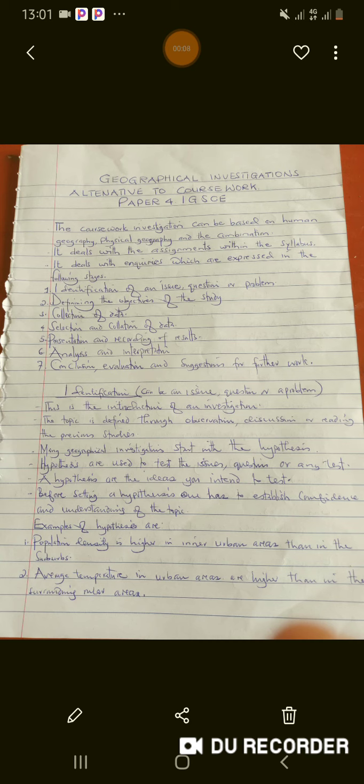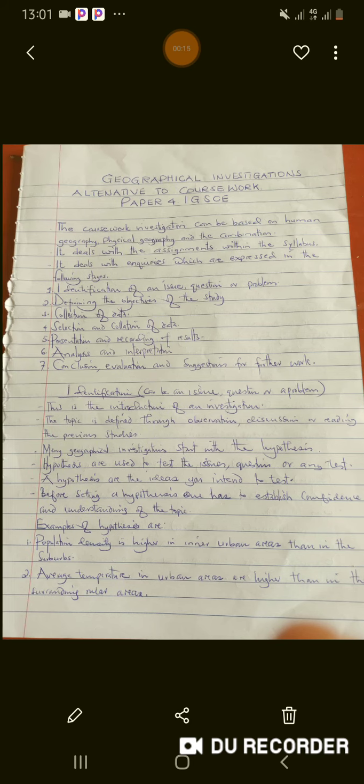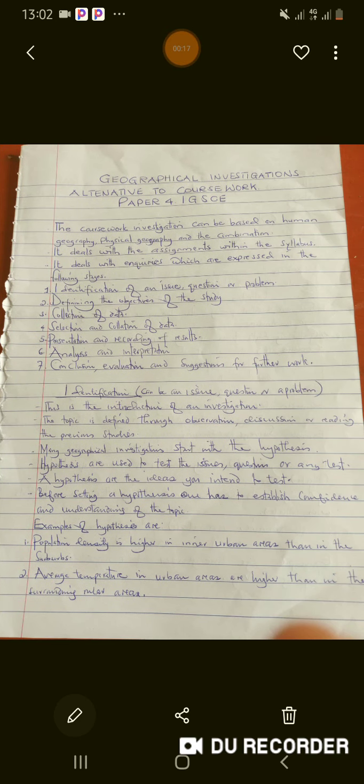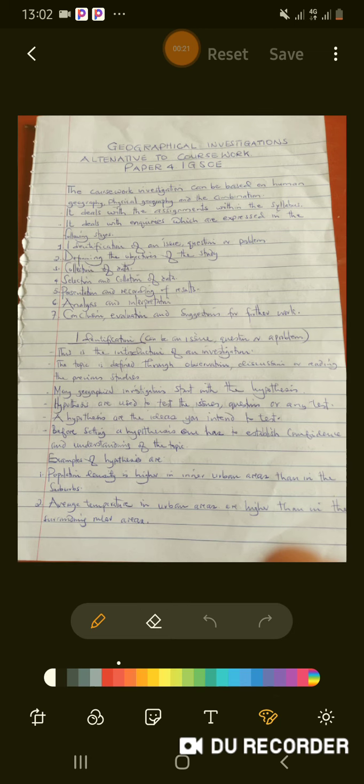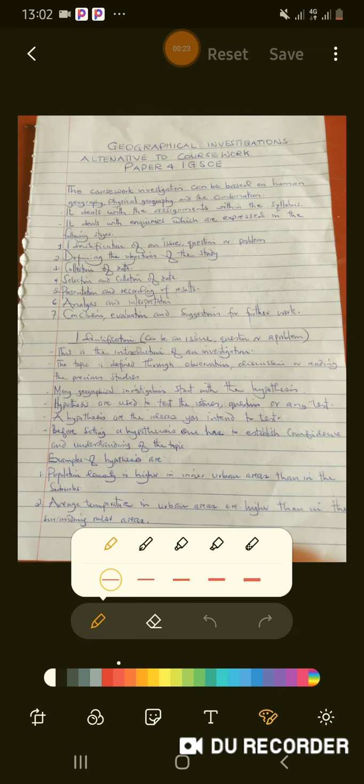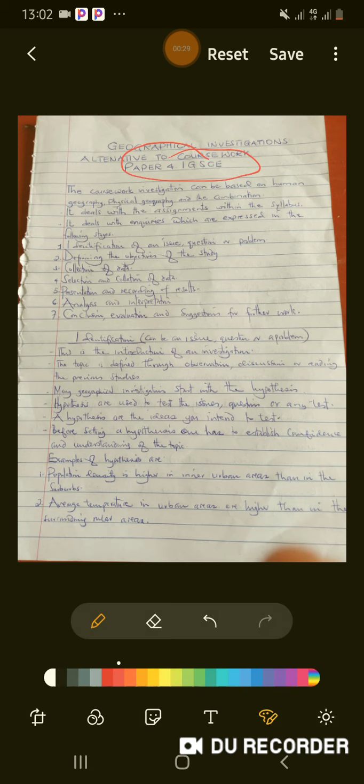We are just changing the part of geography. We are now doing paper 4, that's the geographical investigation, whereby we are doing much on the alternative to coursework. We will study the alternative to coursework. In this case, we are going to focus much on this paper 4.